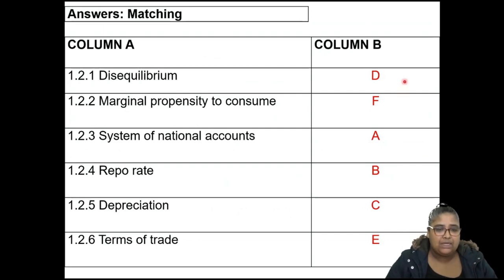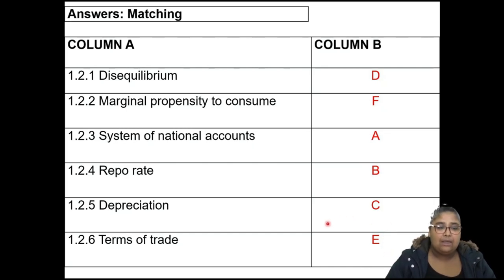So disequilibrium, as we said, is option D, the marginal propensity to consume is F, the system of national accounts, A, the repo rate, option B, and depreciation, option C, and the last one, terms of trade, the answer is E. Each one of these is allocated one mark, one mark per answer. So it will be 6 multiplied by 1. If you scored all of these correctly, it will be an additional 6 marks.